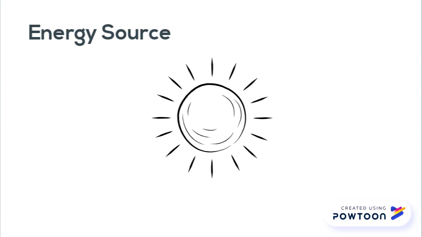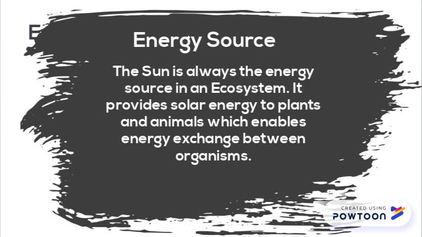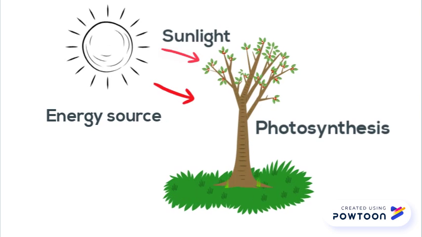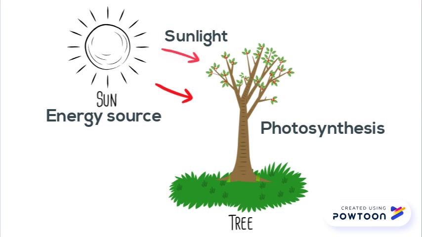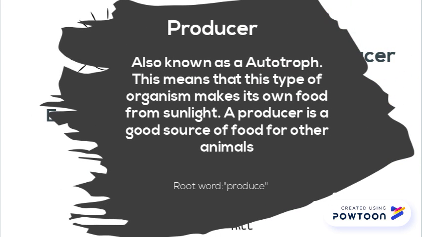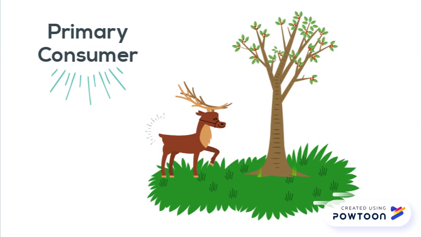All energy comes from the sun. Therefore, the sun is the main energy source in an ecosystem, and it provides energy to plants and animals. A plant will receive energy from the sun, which will allow it to make its own food through the process of photosynthesis, which is why we call plants producers or an autotroph, which means that it makes its own food. Next is a primary consumer, which is an organism that eats plants.